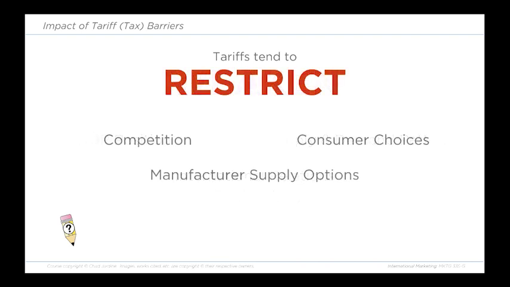In addition to that, they restrict competition, they restrict consumer choice, and they restrict options for where you are going to establish your supply chain as a manufacturer. So if there's a big tariff in place, then the iPhone maybe doesn't get built in China because it's no longer economically feasible for it to be done.